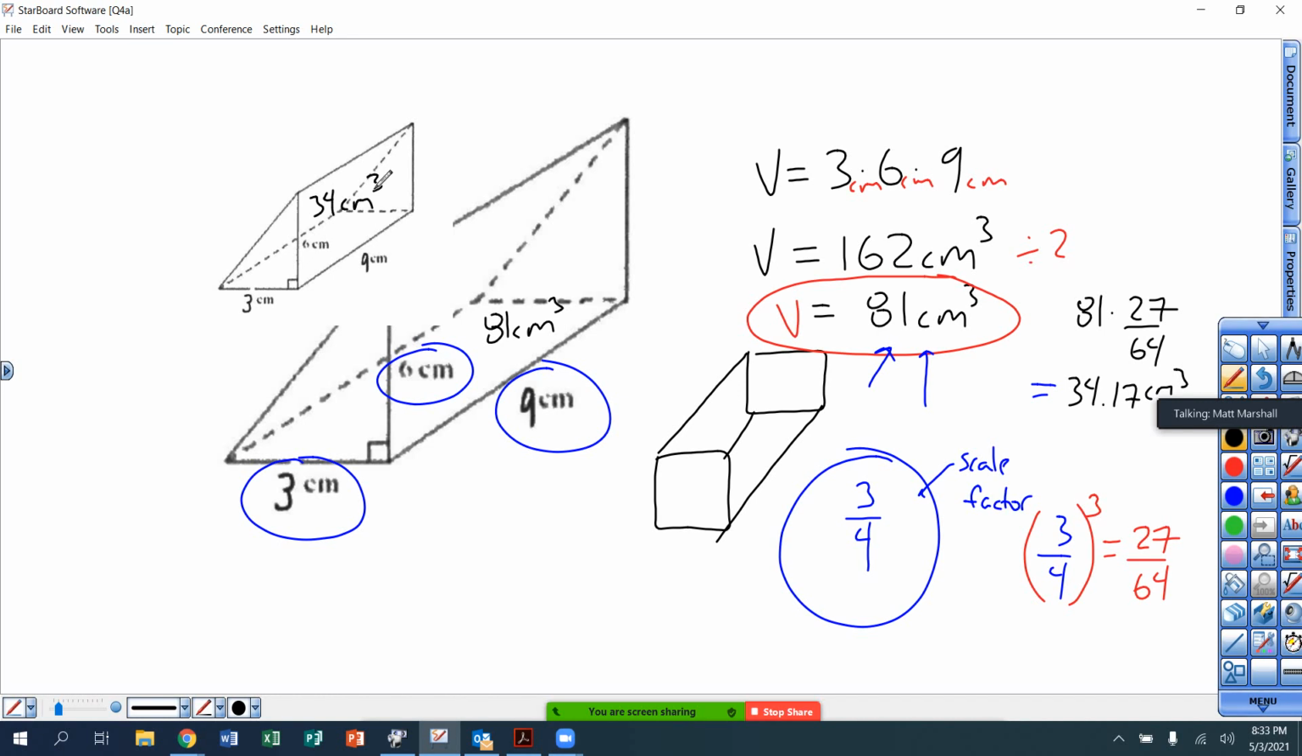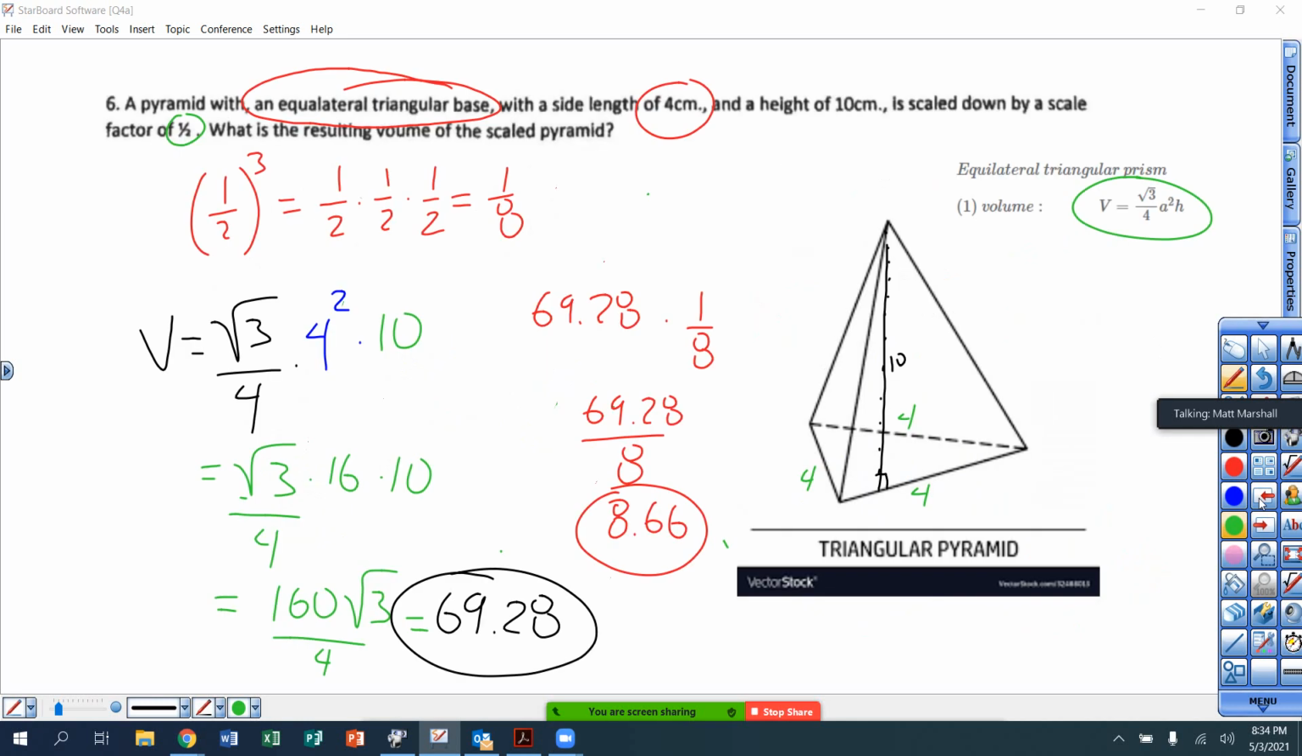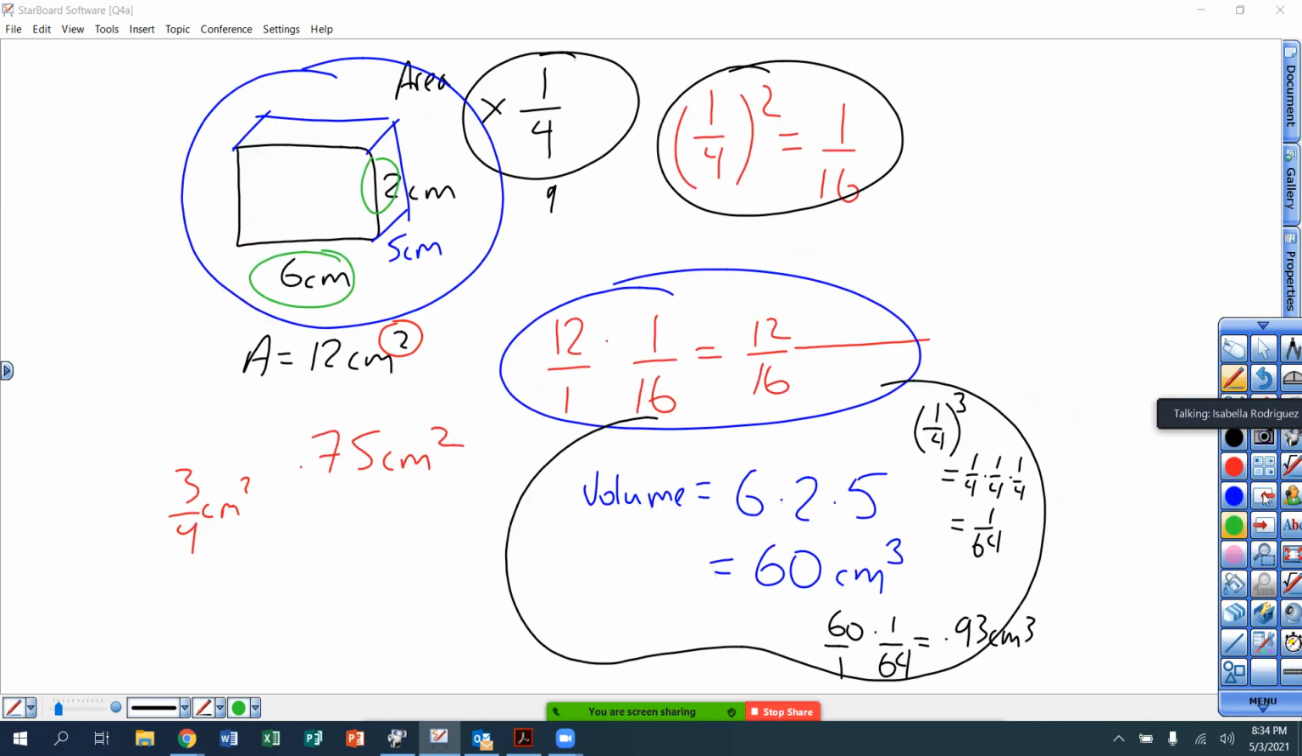Where someone by mistake, they would just take that 81 and not take 3/4 to the third power. They would just take 81 times 3/4 by mistake, and they would wonder why they got that wrong. But not you. You're going to take that scale factor, and for volume, you're going to cube it, right? Yes. What if I was doing area? What would I do with that scale factor? Square. Nice job.